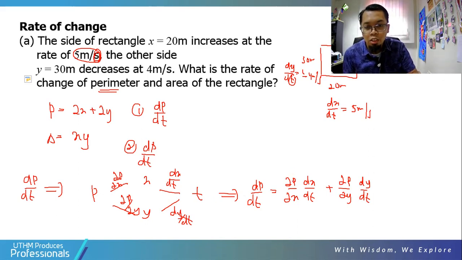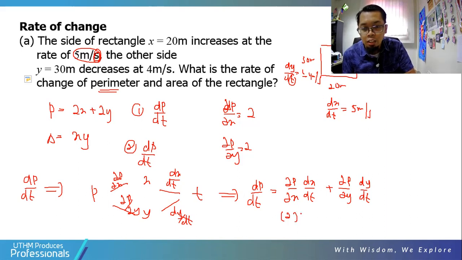So you substitute. dP dx, with respect to x, partial to x: this one is x, this one is constant, so zero. So dP dx equals 2. Partial dP dy also equals 2. So you substitute dP dx 2, dx dt was 5, plus dP dy 2, dy dt negative 4, and then you get the answer.